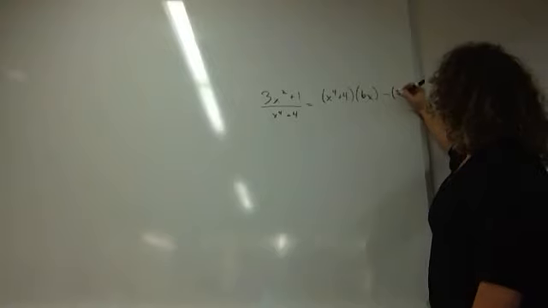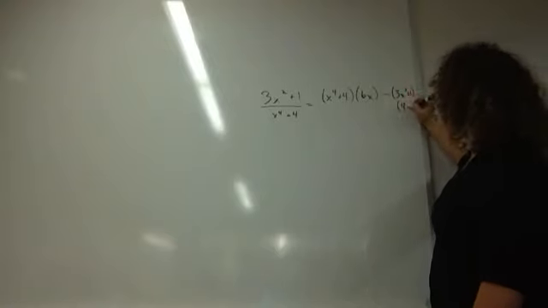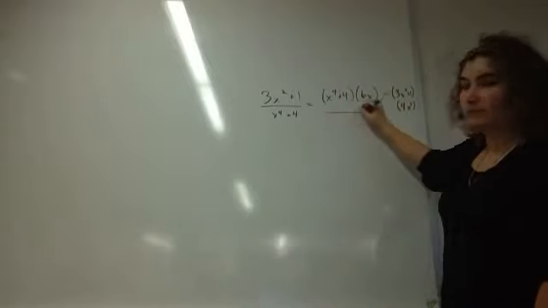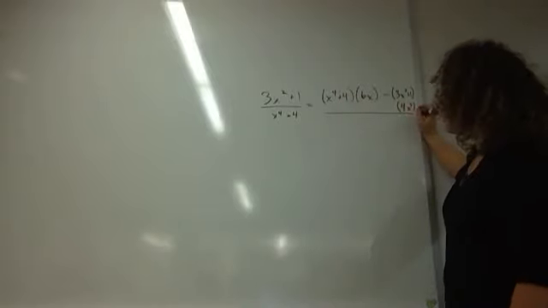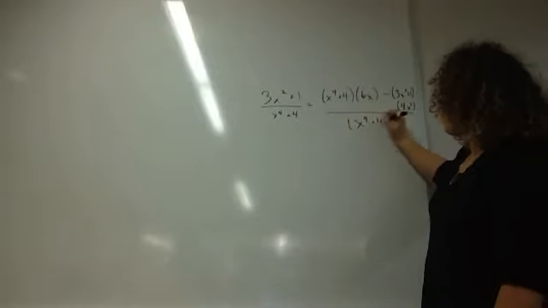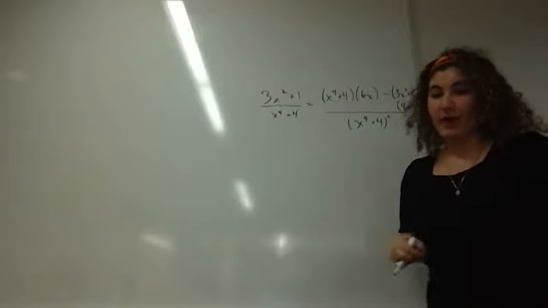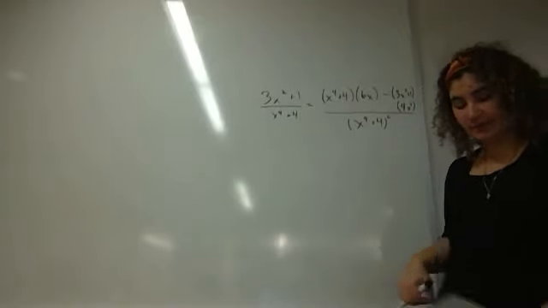Minus the top times the derivative of the bottom, all over the bottom squared. Then from there, it's just making sure you do your algebra right. That's the hardest part there.